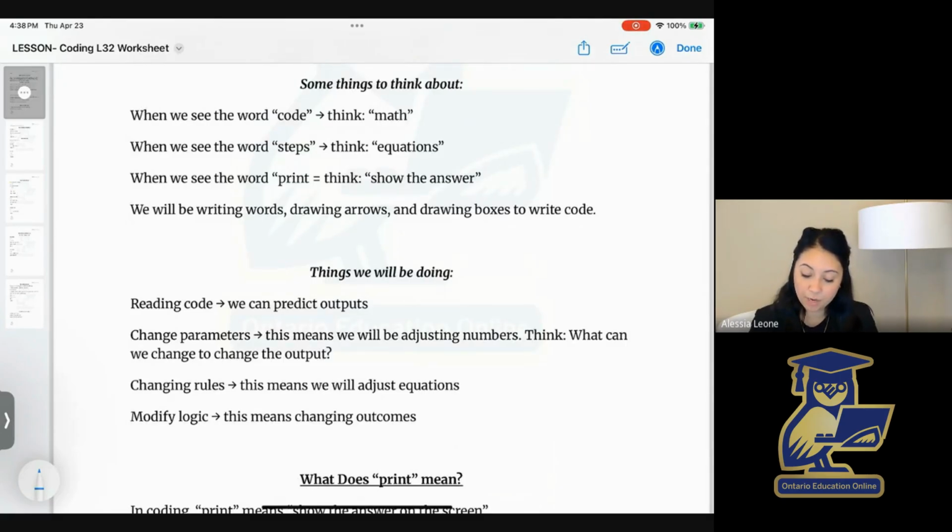By changing parameters, this means we will be adjusting numbers, and we can think, what can we change to change the output? And then changing the rules means we will be adjusting equations, and modifying logic means we're changing outcomes. So all of that is just describing different vocabulary you might come across in the world of code.